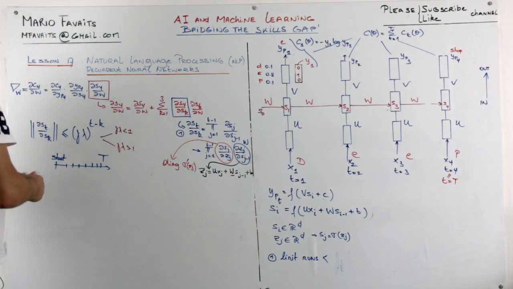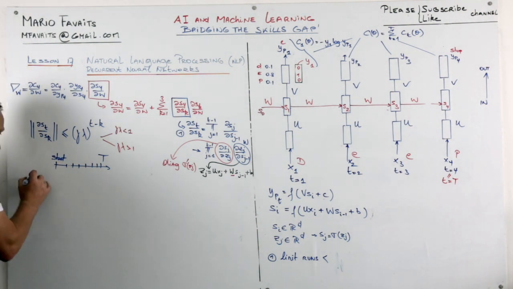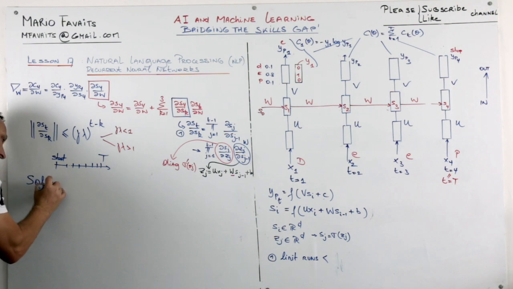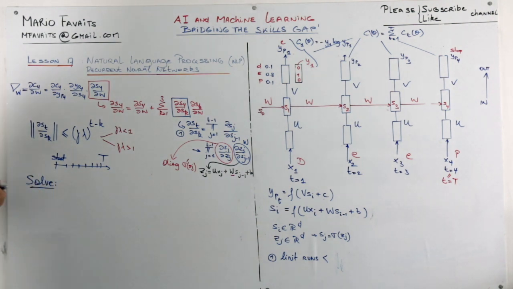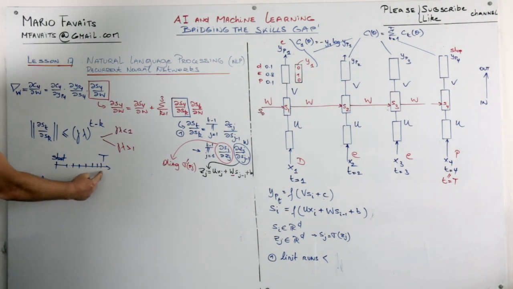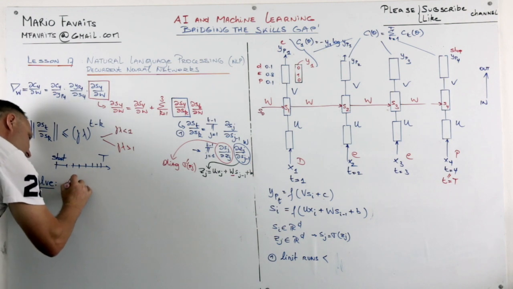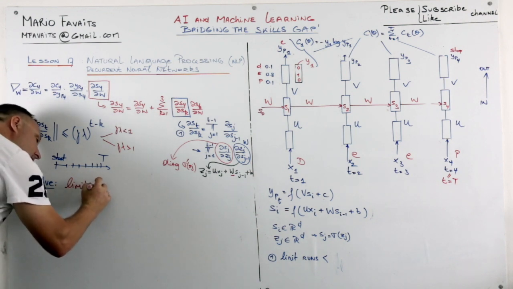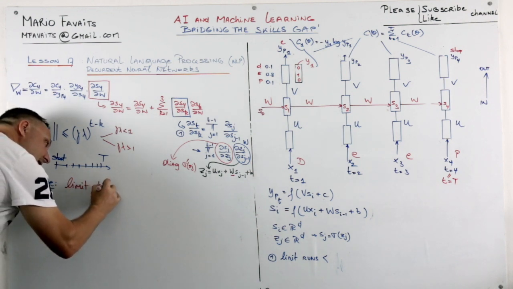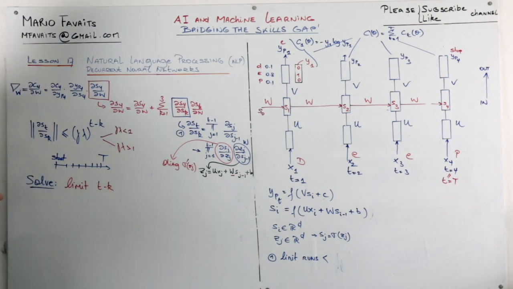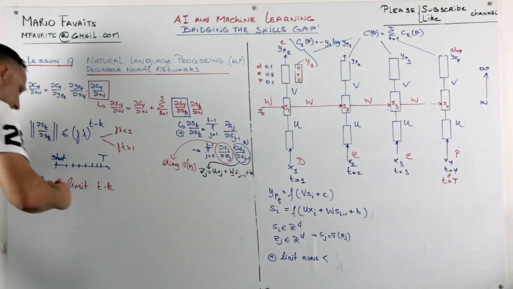So it's easy to know now, how do we solve it? Well, if you're close to t, don't go all the way back. So you limit t minus k. That is one option. And the second option is to normalize.